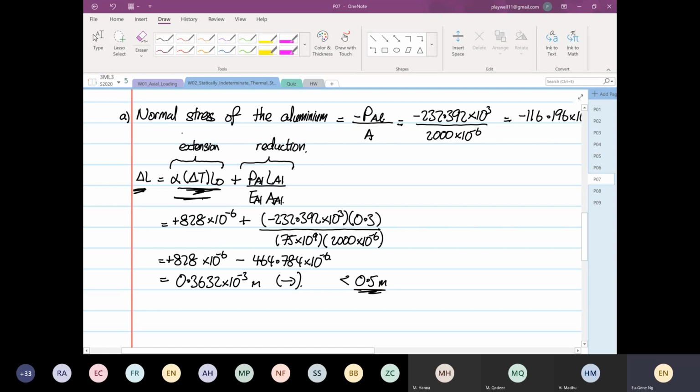So this is due to temperature change, and this is due to mechanical loading. So you have to consider both. You cannot just consider the mechanical loading without thinking about the temperature change, because in this problem the change is due to temperature, but upon contact, then you have mechanical loading. Does that answer your question? Yes. Okay, thank you. Next question, please.